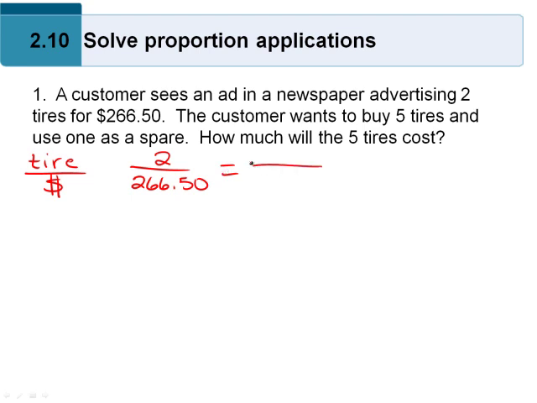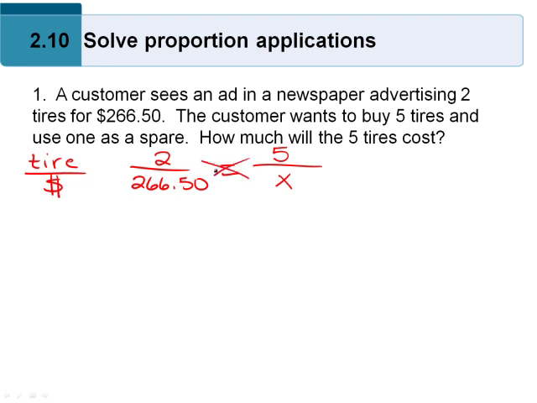So look at what you set up, tires over money. We know we want 5 tires, so that's going to go on top because that's where the tires go, and we don't know how much it's going to cost. That's going to be X. So they're going to have to give you 3 of the 4 places in the proportion when you're doing these applications. Now it's just like every other proportion we've done.